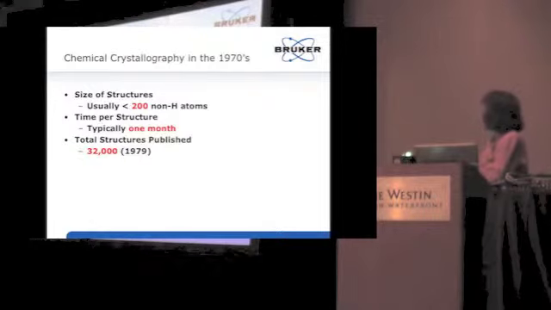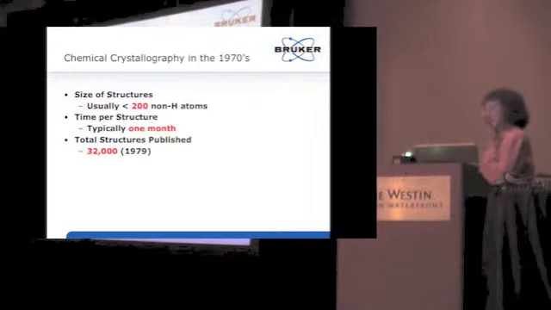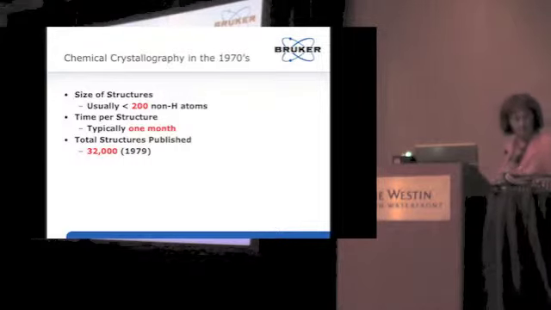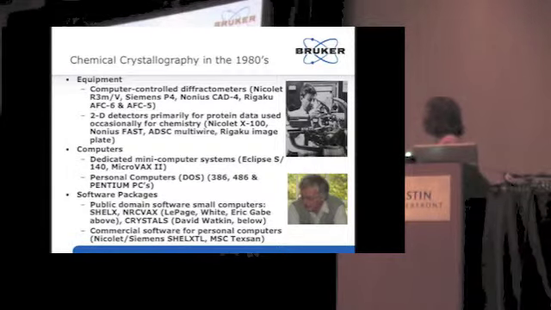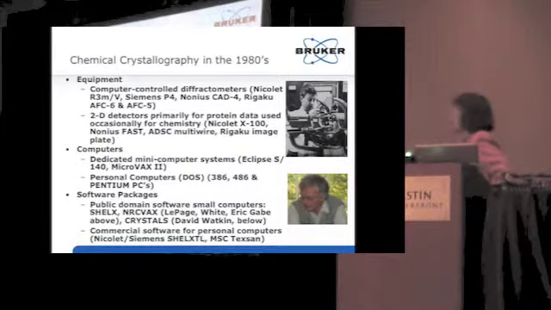So up to 200 non-hydrogen atoms, structure time getting down, maybe more reasonable, over 30,000 structures by the end of the decade. In the 80s, we're moving rapidly ahead. More different models of diffractometers, Rigaku becoming more widely used in North America, though it was always prevalent in Japan. And two-dimensional detectors developed primarily for protein crystallography were being seized upon by the ever-inventive chemical crystallographers to use for their most difficult problems. And I'll show you pictures of those in a moment.